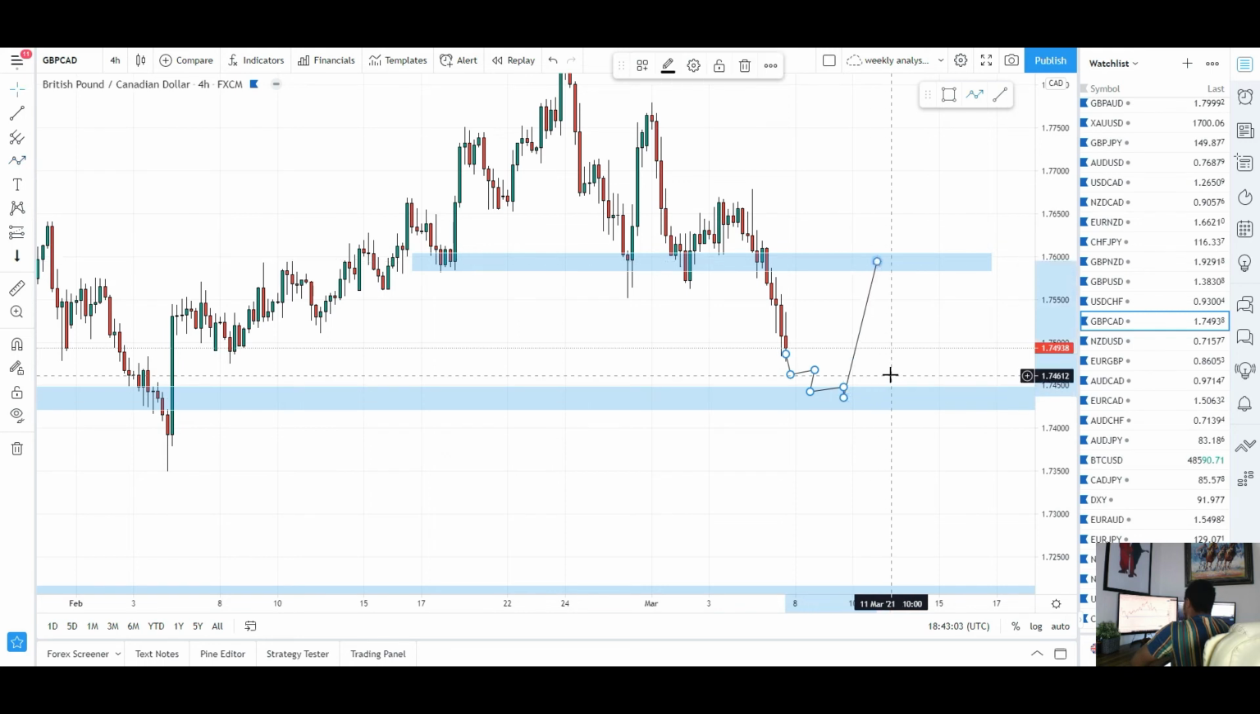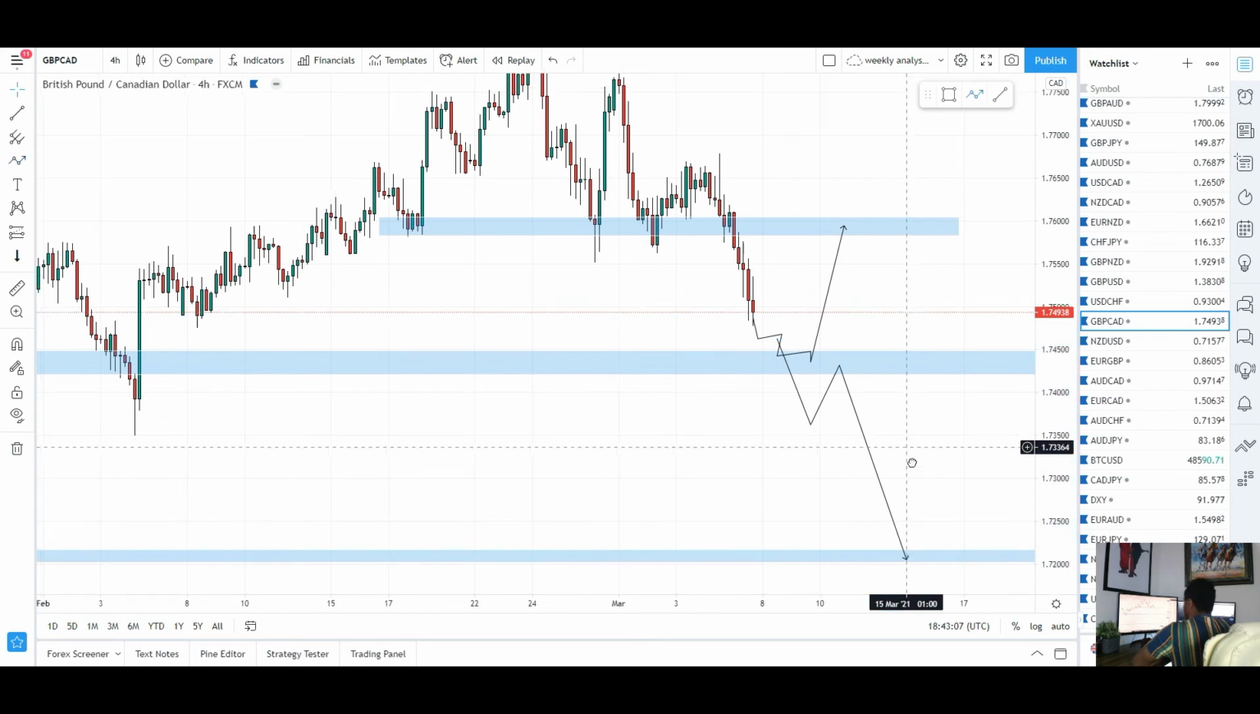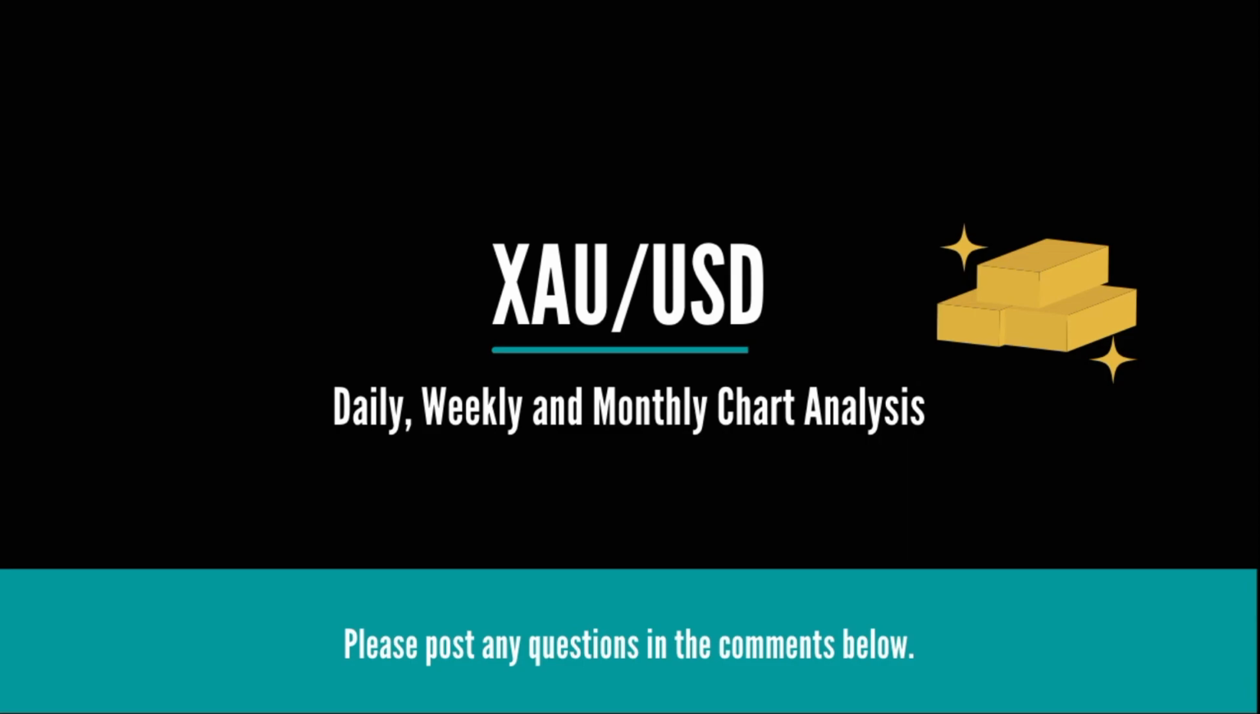Hold 1.76, don't hold and see price break and hold below, then look for 1.72 for GBP CAD for next week. And up next, we're going to take a look at gold.